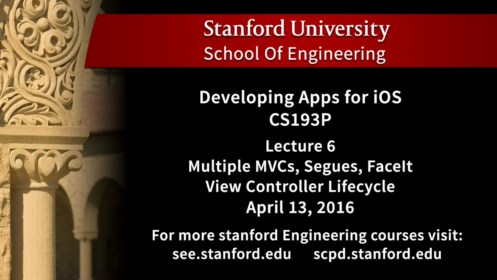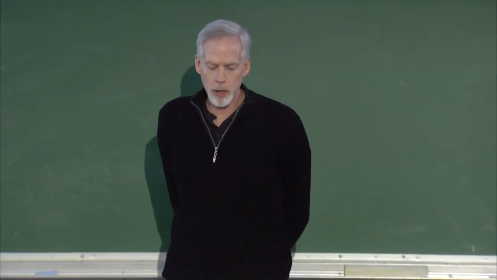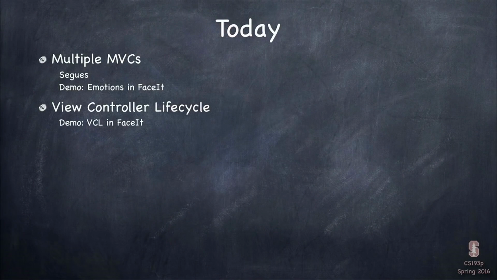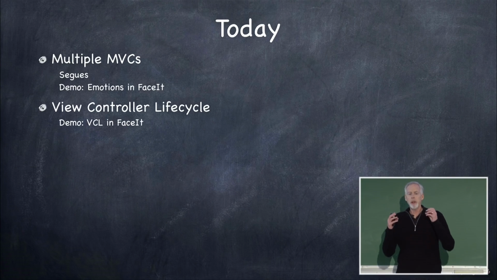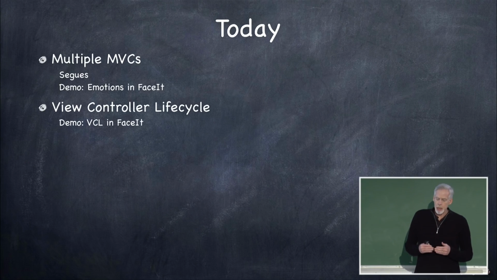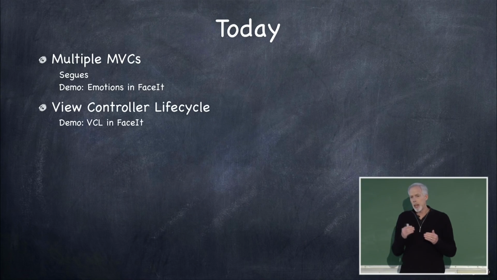Okay, well, this is lecture 6 of Stanford CS 193P, spring of 2016. And today we're going to dive in more to this topic of multiple MVCs. If you remember last lecture, I talked a little bit about multiple MVCs and how we can combine them with tab bars, split view controllers, and navigation controllers. And we showed a little bit how to wire them up. Well, today I'm going to talk about how we transition between them.